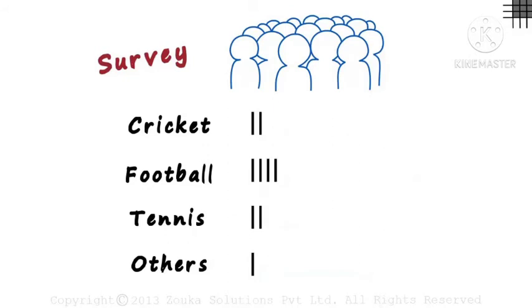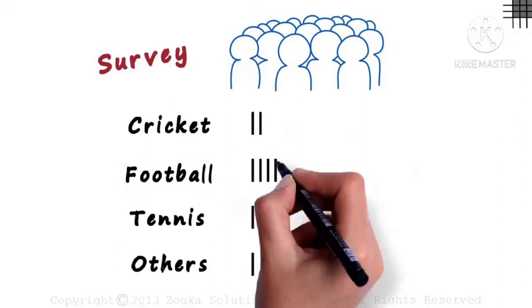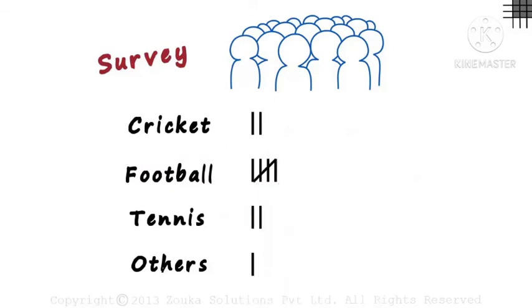So until now, 2 people have said cricket, 4 people have said football, 2 people have said tennis, and 1 person likes some other sport. Now we come to the most crucial point of this exercise. When the next guy says football, as he will be the 5th person to say so, we strike out the first 4 vertical lines. So this symbolizes 5 people.